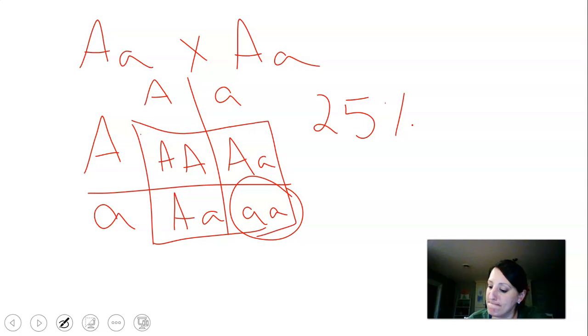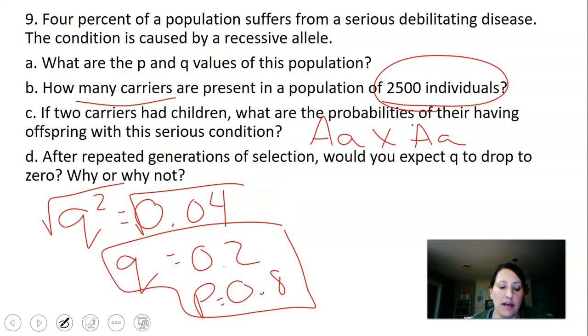Okay? All right. Last part of that question, it says, after repeated generations of selection, would you expect the value of Q or the frequency of Q to drop to 0? Will it be wiped out? Why or why not? And this is kind of neat. In lab, you're going to do an exercise just like this. You're going to take a population of rabbits, and the rabbits are going to either have red or white fur. And white is dominant to red.